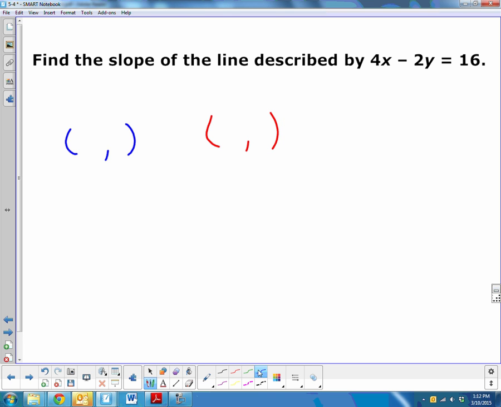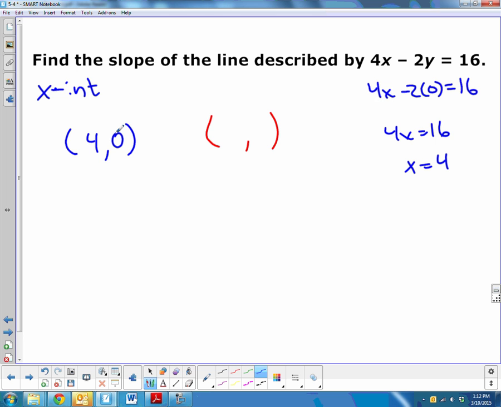Let's look at the equation. We actually have a method of creating 2 points based off that equation. We can find the x and the y intercept. Woohoo! So, x-intercept, we'll start with the x-intercept. If I want to find the x-intercept, I leave x alone. I pretend y is 0 because the x-intercept is when y is 0. And we see that 4x equals 16. I know that x equals 4. So x is 4, y is 0. I have a point.